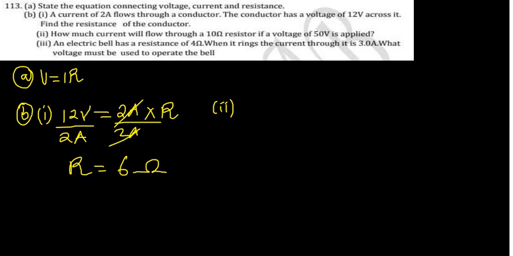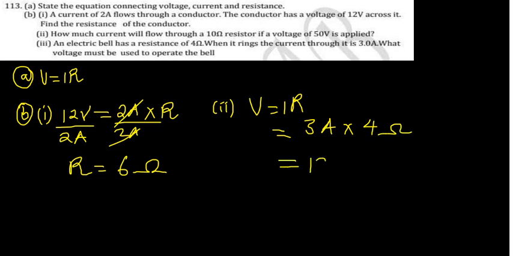Okay. The next one. An electric bell has a resistance of 4 ohms. When it rings, the current through it is 3 amps. What voltage must be used to operate the bell? So voltage is current times the resistance. When it rings, the current through it is 3 amps, and it has a resistor of 4 ohms. So this will give us 12 volts. Very direct, isn't it? Okay. Next.